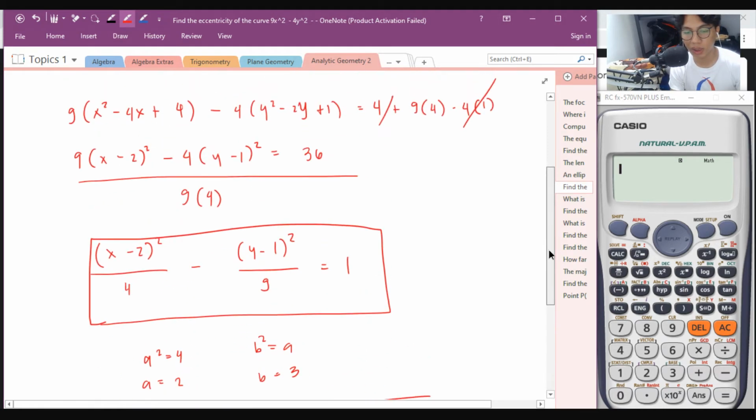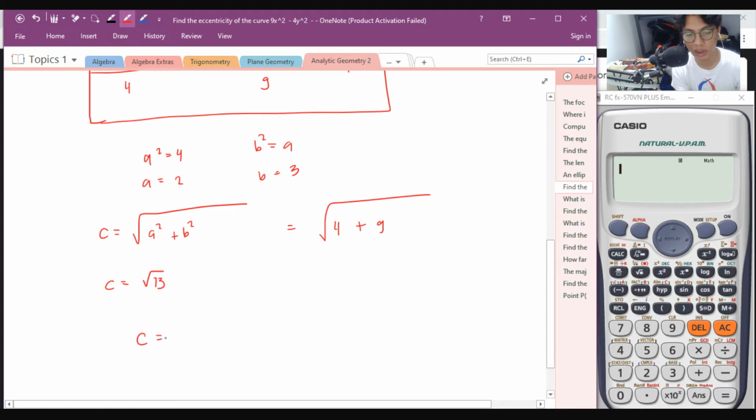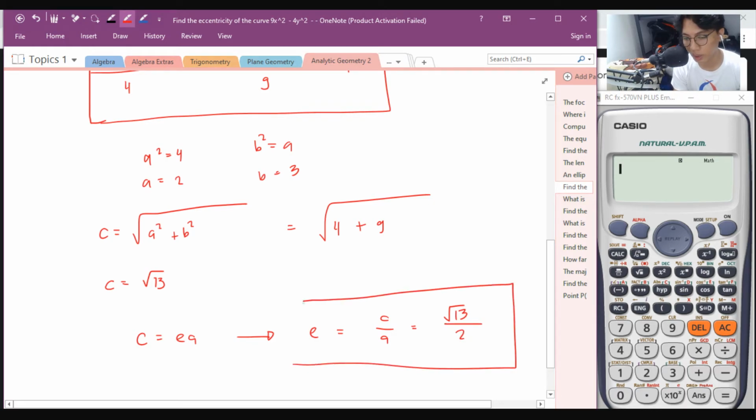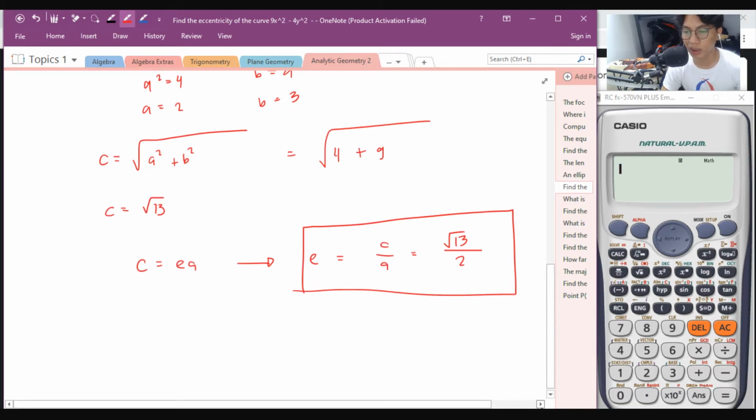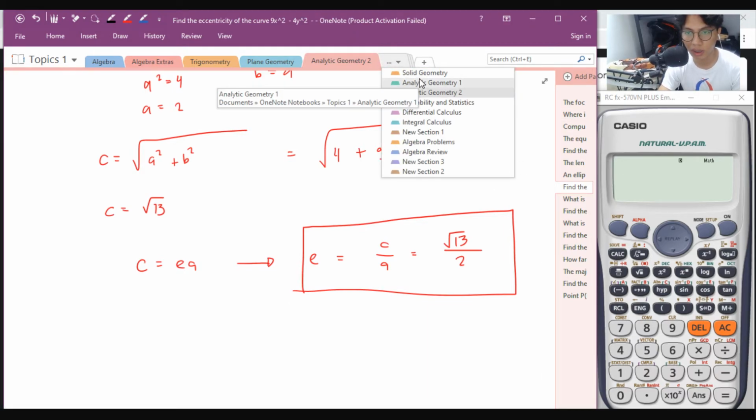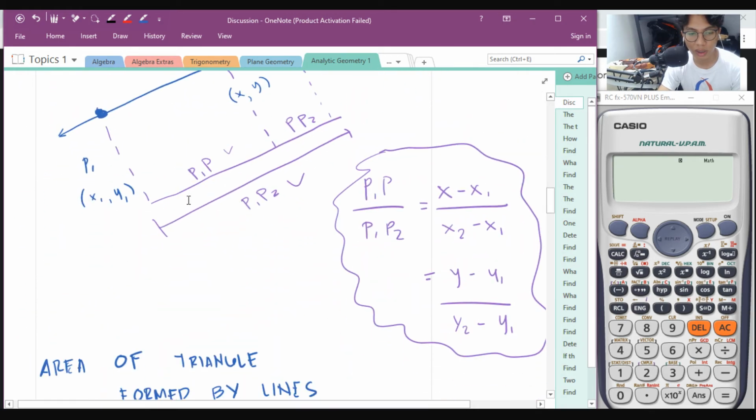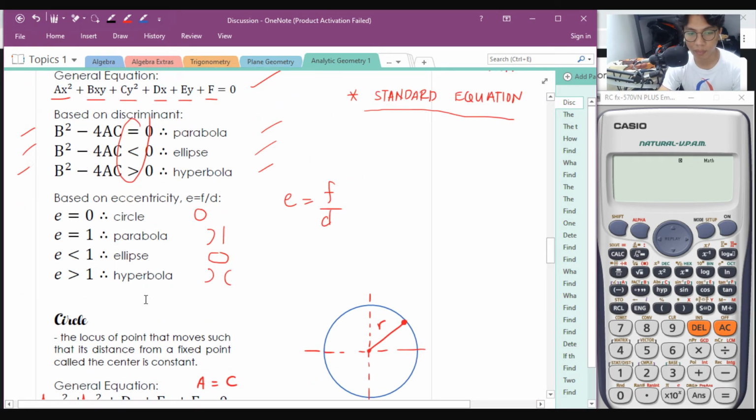Now, anong hinahanap dyan? Eccentricity. Diba? C is equal to EA. Tapos, E is equal to C over A. E, di, square root of 13 over A, which is 2. Yun ang eccentricity natin. Anong figure yan? Was it greater than 1? If it is greater than 1, ibig sabihin, it is a what? What figure yan? Ang eccentricity greater than 1? That is hyperbola. Greater than 1 eh.